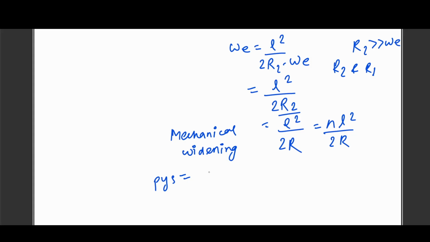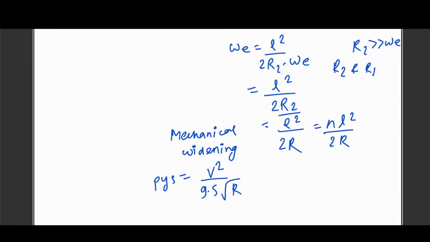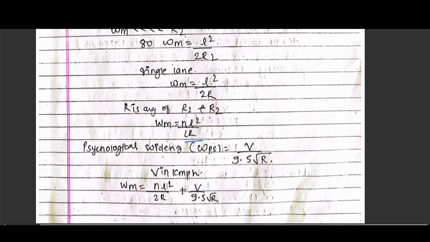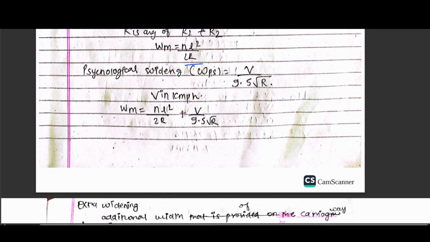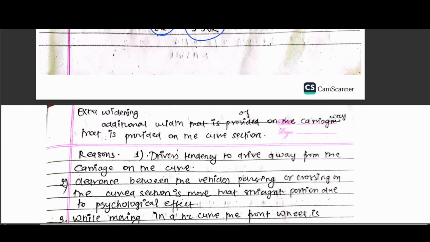So psychological widening is given as V by 9.5 root R. Okay, V, no, it's only V, sorry for that. So V by 9.5 root R will be the value of Wps. And the total extra widening will be mechanical widening plus psychological widening. So we sum up that thing.